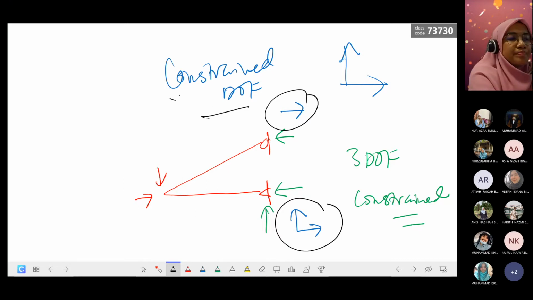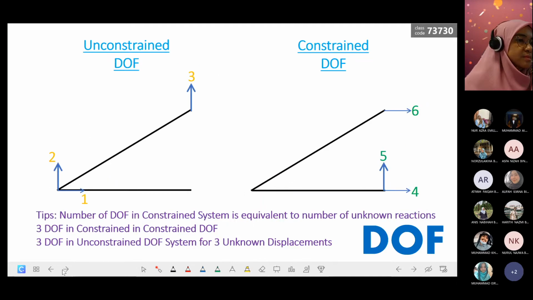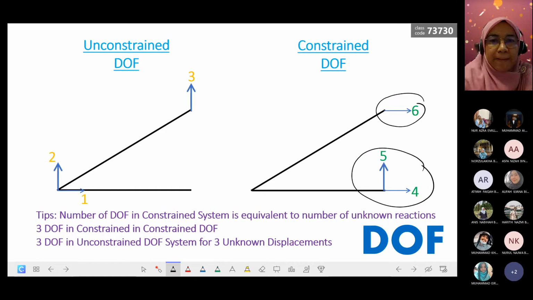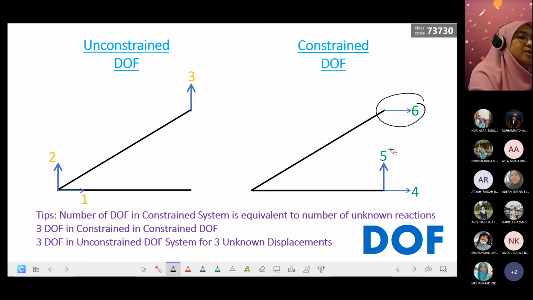Constraint system. Kat mana constraint system? Sini. Betul tak arah ni tadi? Betul. Betul tak? Betul, madam. Arah ni. Okay, so arah ni. So 3 DOF.